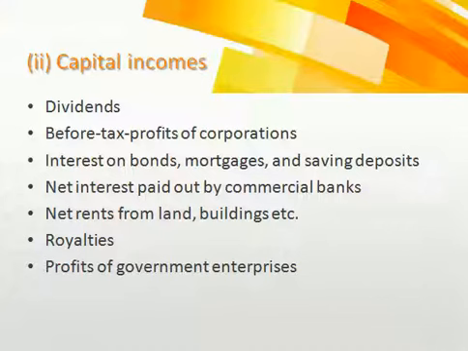Second is capital income. Capital income is the dividends, the profits before tax of the corporations, the interest on bonds, mortgages, saving deposits, net interest paid by the commercial banks, rents from land, buildings, royalties, profit of government enterprises. All those things which are considered in monetary value are considered in capital incomes.